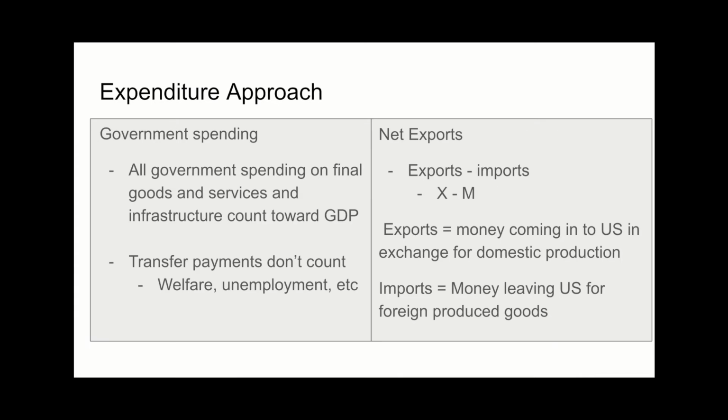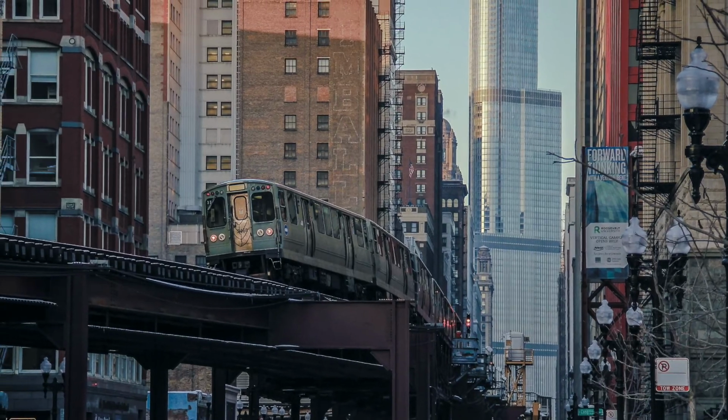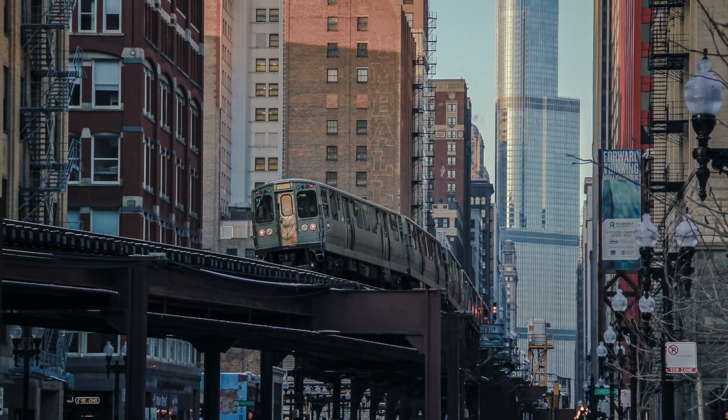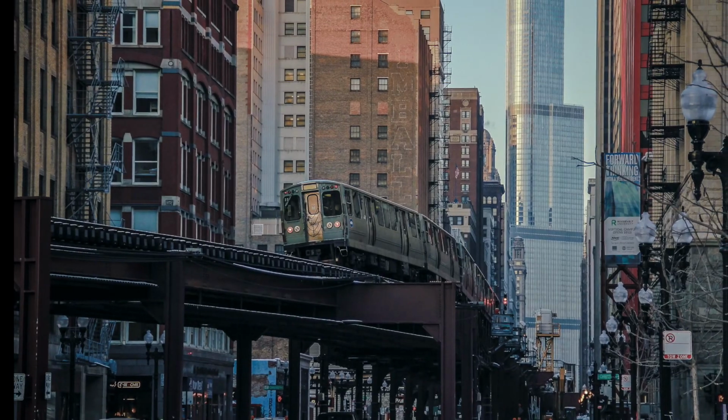All right, for letter G, that's going to be government spending. That's all government spending on final goods and services and infrastructure count toward GDP. So if the government is buying anything, like if they buy a plane from Boeing, or if they buy some bombs and guns and stuff for the military, that's going to count as part of GDP. Or if they're spending on infrastructure, like they're paying someone to build a freeway, or paying to build public transportation, like trains and stuff like that, that is going to count as government spending.